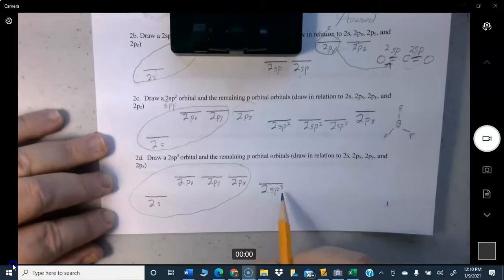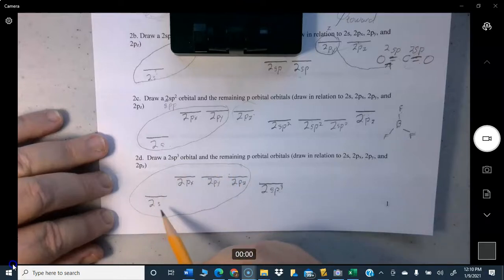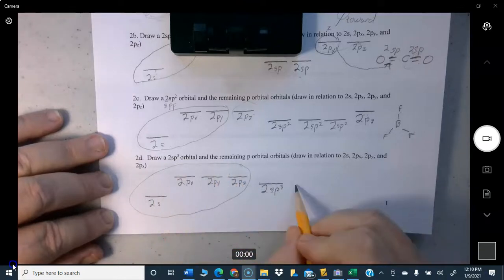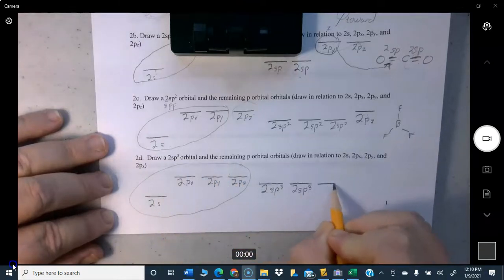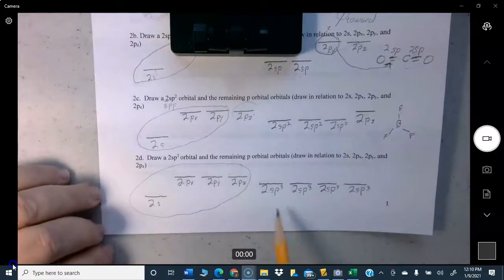So that's going to be 2sp3. Now remember, again, don't let that number fool you. It's 4 orbitals. S, P, P, P. When you start with 4 orbitals, you end up with 4 orbitals. That's the way to think of it. Okay, and that's what that would look like.